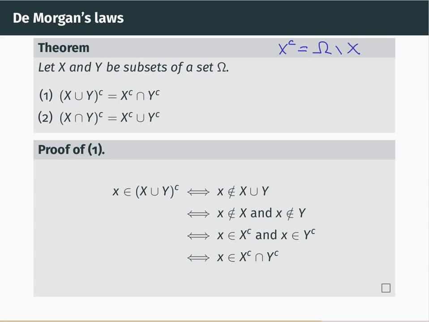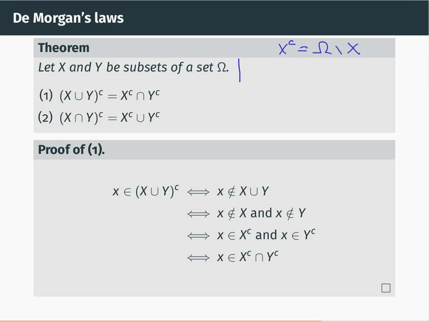De Morgan's laws tell you how unions and complements interact with each other and how intersections and complements interact with each other. In particular, the first law tells you that the complement of X union Y is the intersection of the complements of X and Y, and the complement of the intersection of X and Y is the union of the complements of X and Y. So complement swaps intersection and union. Again, this is the kind of thing you can convince yourself of by drawing a Venn diagram.